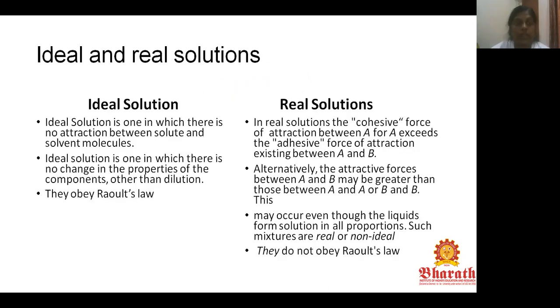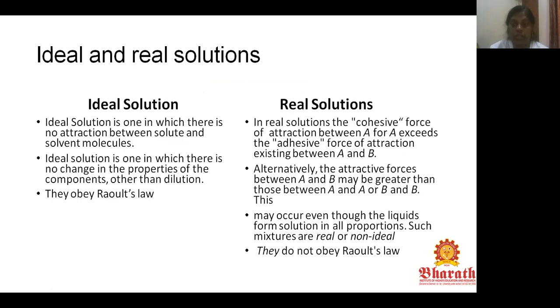Next comes the difference between the ideal and the real solution. An ideal solution is one in which there is no attraction between solute and solvent molecules. An ideal solution is one in which there is no change in the properties of the components other than that of dilution. This ideal solution obeys Raoult's law.